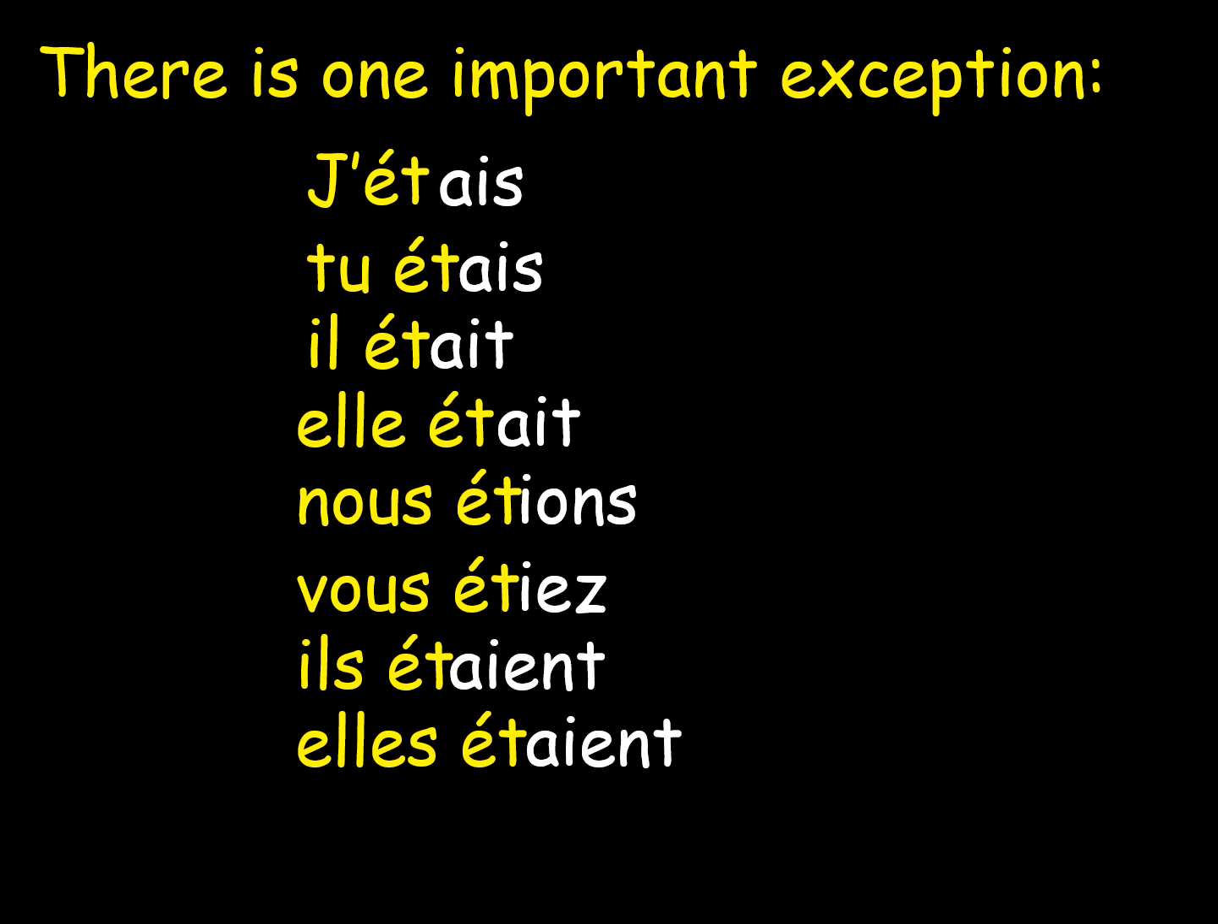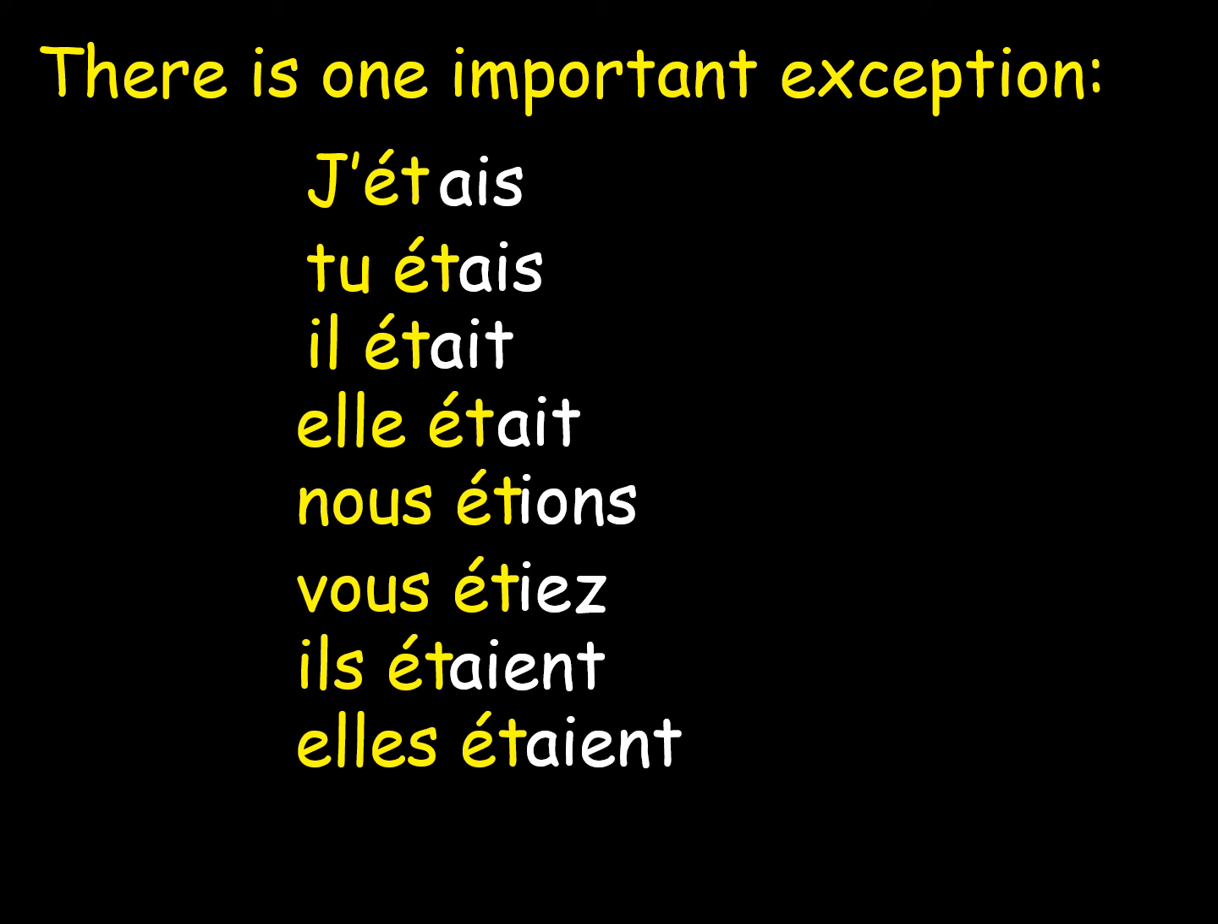So the endings are still the same, but we just need to remember that with the verb to be, so I was, he was, she was, with that verb, we add the endings onto ét. So, j'étais, tu étais, il était, elle était. Nous étions, vous étiez, ils étaient, elles étaient. Okay, so that's how you say I was or it was or he was.